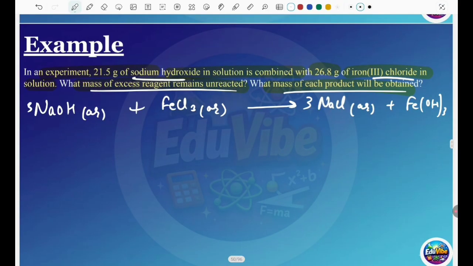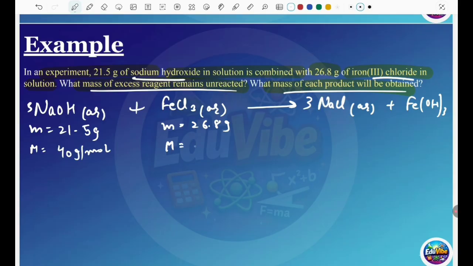This is balanced. So we have the mass of the NaOH, which is 21.5 grams, and the mass of FeCl3, which is 26.8 grams. Find the molar mass for both. NaOH has 40 grams per mole. You can separately find the masses and then add them. You know how to find that. And for FeCl3, it's approximately 162.2 grams per mole.